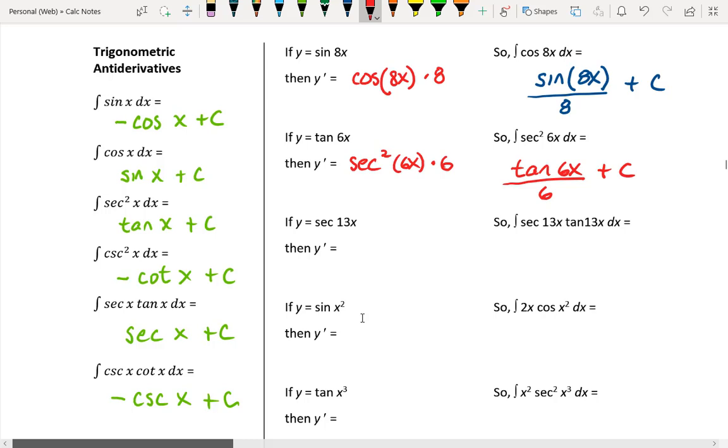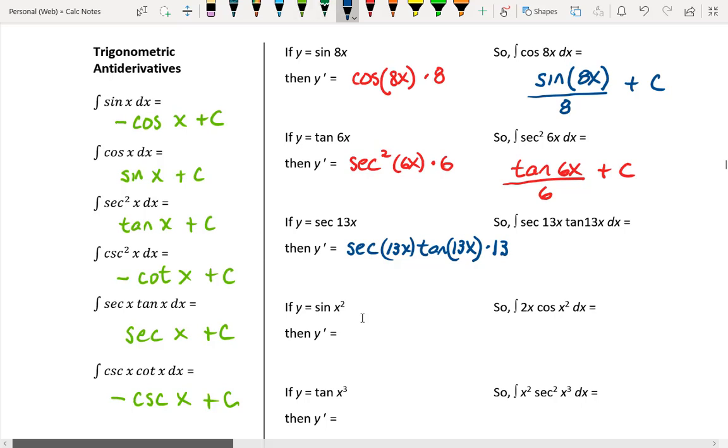All right? Likewise, y equals secant of 13x. So I take the derivative of that. The derivative of secant is secant 13x times tangent of 13x times the derivative of the inside, which is 13. So hopefully you can kind of see what's coming up here.